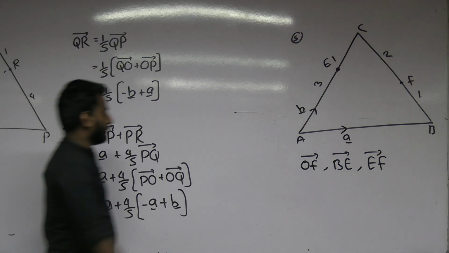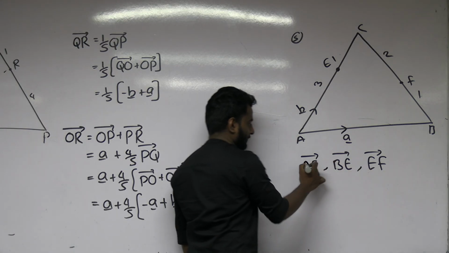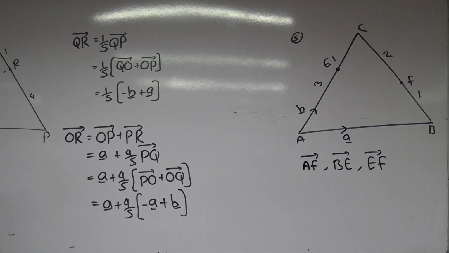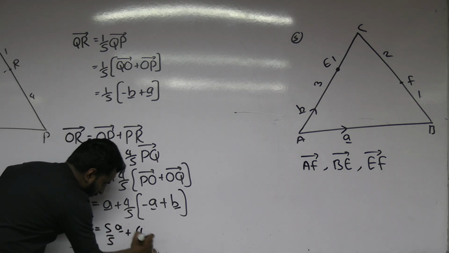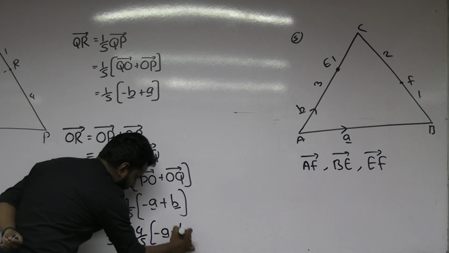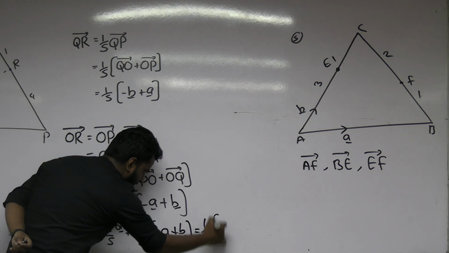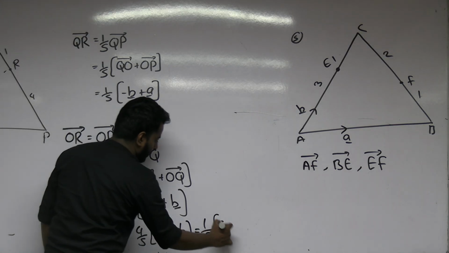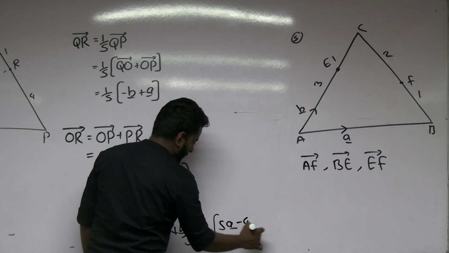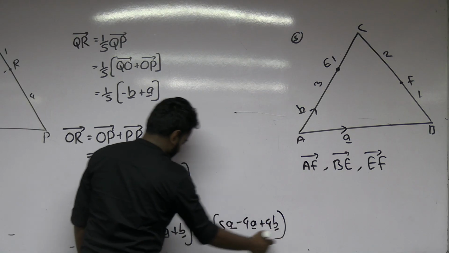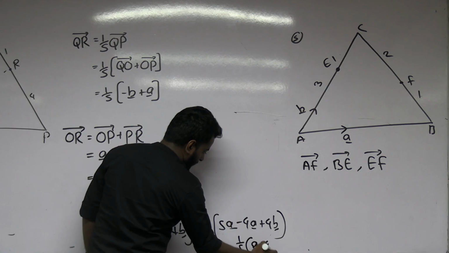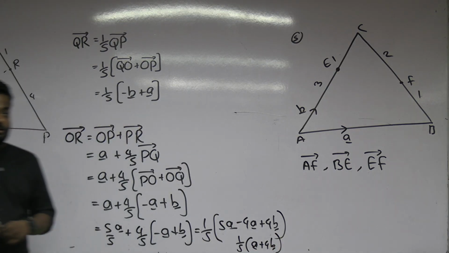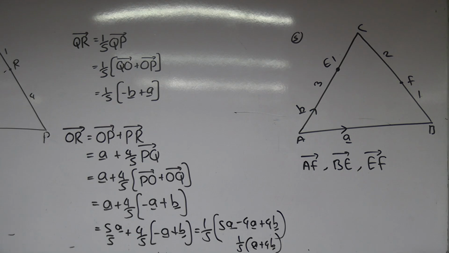This should be AF, sorry, not OF, AF. Okay, right. If you simplify this, we can write this as 5A over 5 plus 4 over 5 of minus A plus B. Now consider 1 over 5 as a common factor. The remaining here would be 5A, and this is minus 4A plus 4B. When you simplify this, you get 1 over 5 of A plus 4B. Is that answer correct for OR? 1 over 5 of A plus 4B.